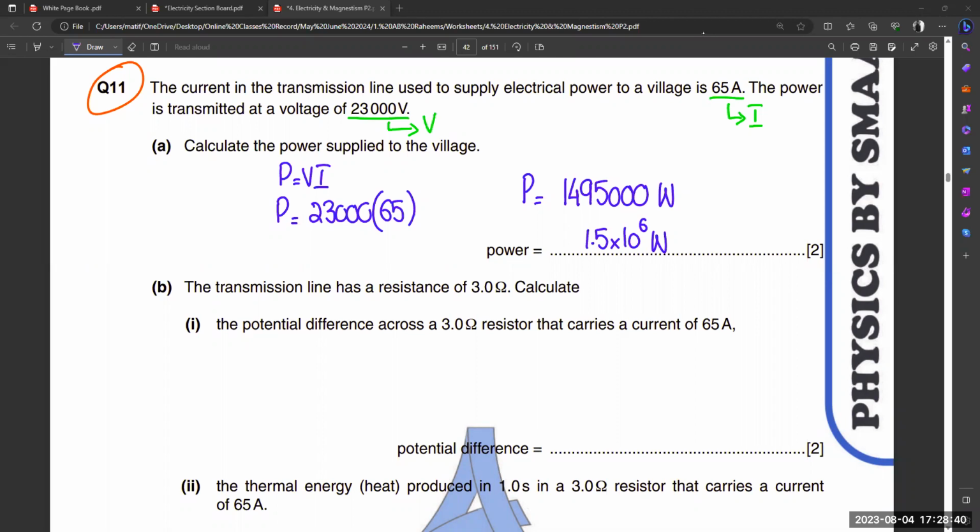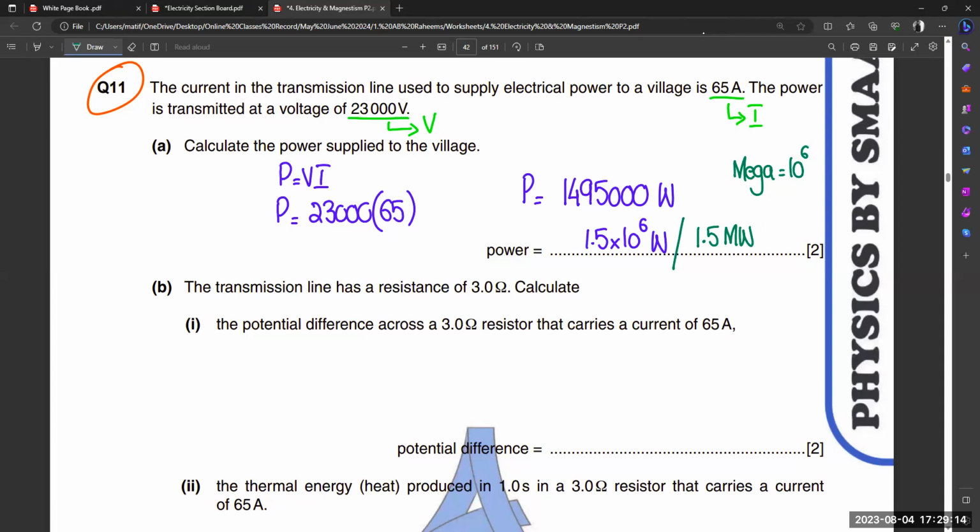One more thing: if you replace this 10 to the power 6 with the name of the prefix, you may also write this answer as 1.5 megawatt, because mega gives you the same value of 10 to the power positive 6. So the answer will still be correct. There are multiple ways to write the answer, because they don't mention the SI unit. So it's up to you.